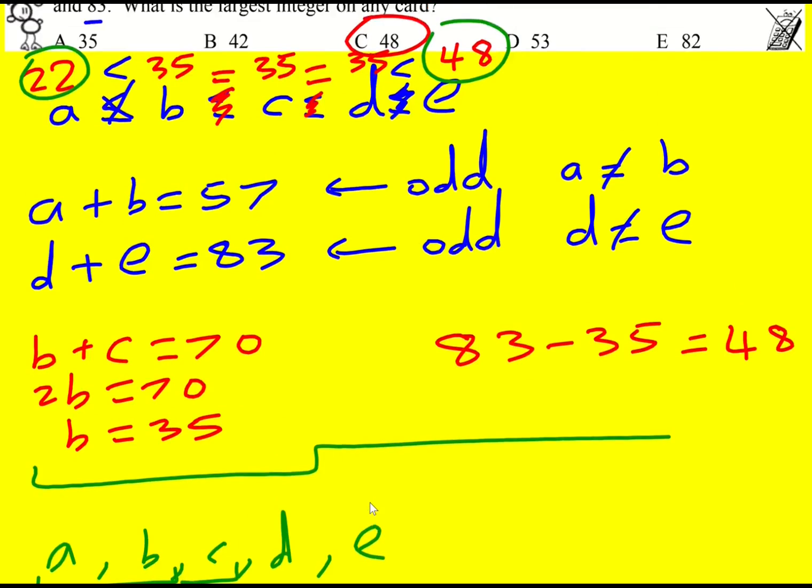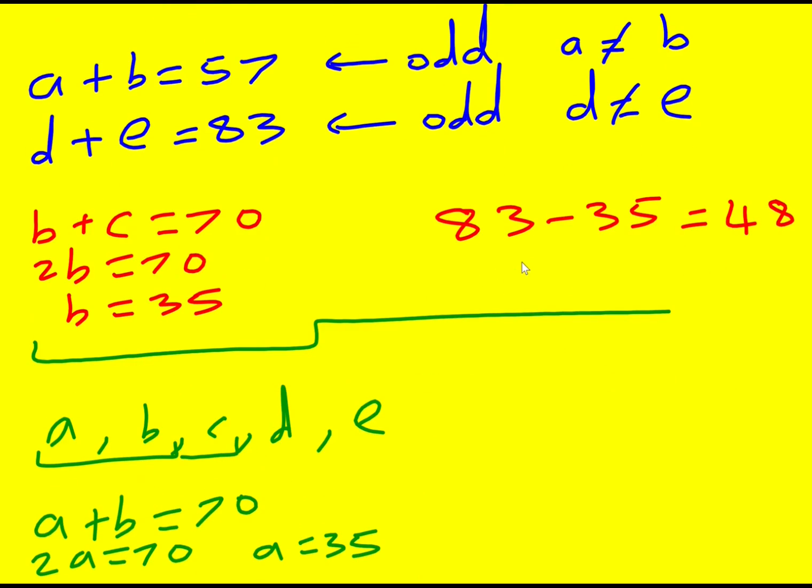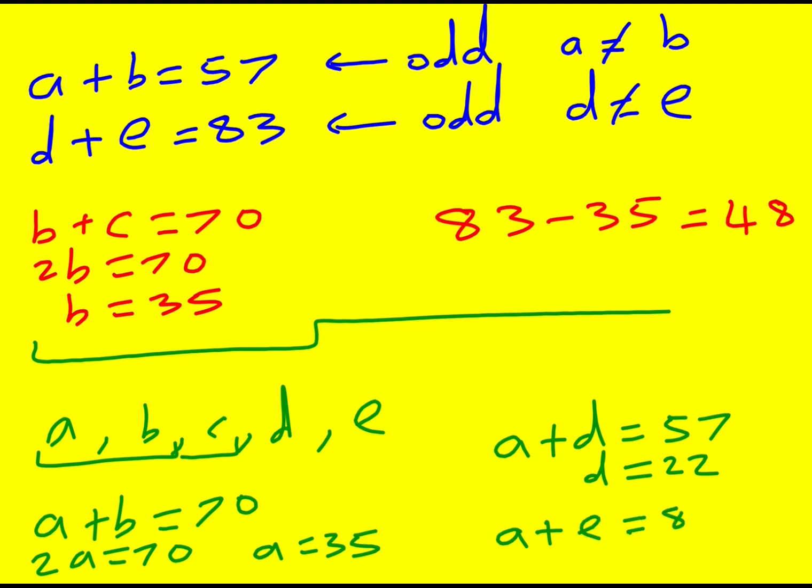And after that, we can see that it's the 57. I wrote some of these down algebraically. I said that A plus D is going to be 57, and actually, that's going to give me D is 22. And then A plus E is going to be 83, and E is 48.